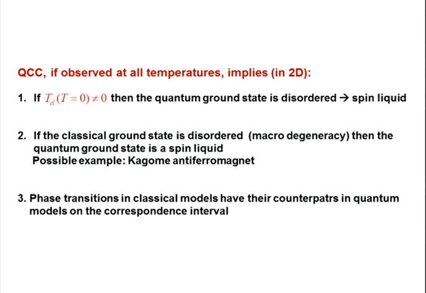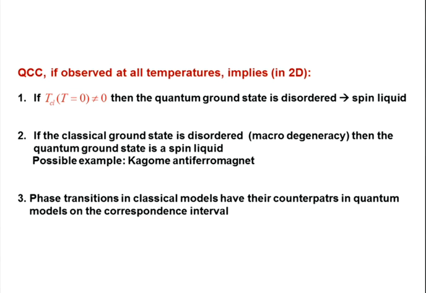So if there is a correspondence, and we are eager to measure whether it's there or not, for the Kagome antiferromagnet, I don't have to suffer much to predict the spin liquid. Because if the correspondence is there, there is no escape. The quantum ground state will be disordered.